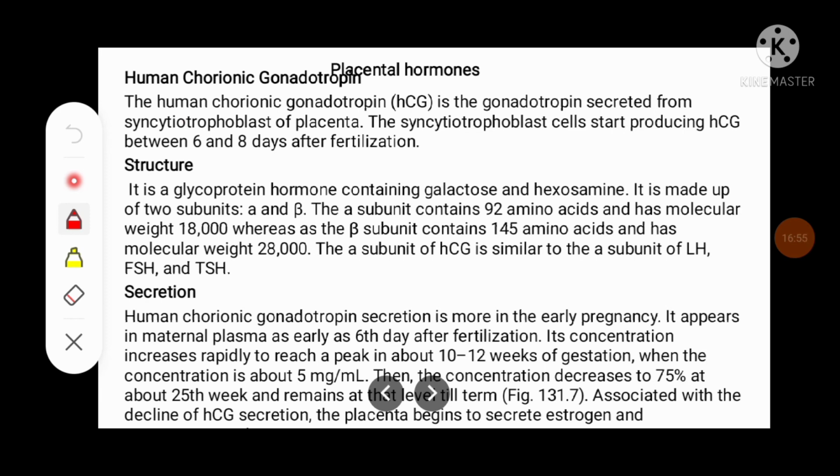Placental hormones. Human chorionic gonadotropin. The human chorionic gonadotropin is the gonadotropin released from the syncytiotrophoblasts of placenta. The syncytiotrophoblast cells start producing HCG between 6 to 8 days after fertilization. It's a glycoprotein hormone containing galactose and hexosamine. It is made up of two subunits, that is alpha and beta.